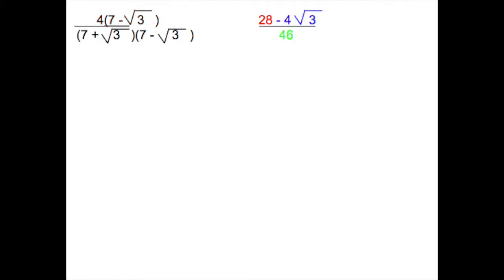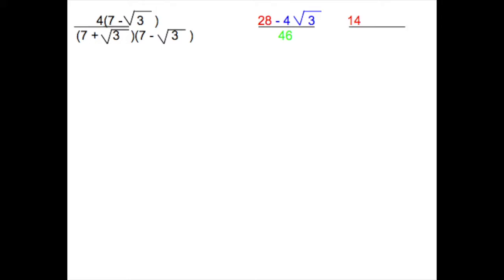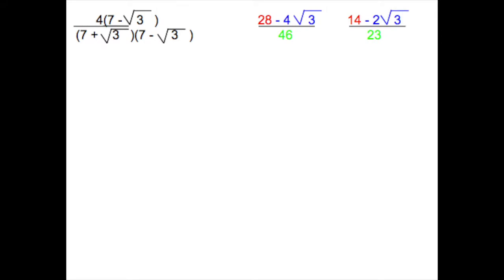One last piece. Notice in our final answer we have three terms, 28 in red, negative 4 times the square root of 3 in blue, and 46 in green. These all can be divided by 2, so we can simplify just a little bit further by dividing each term by 2. 28 divided by 2 is 14. Minus 4 times the square root of 3 would now be minus 2 times the square root of 3. And 46 divided by 2 would be 23. So our final simplified answer, believe it or not, is 14 minus 2 times the square root of 3 over 23.